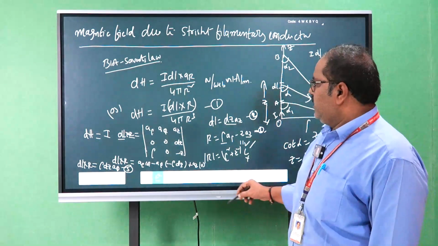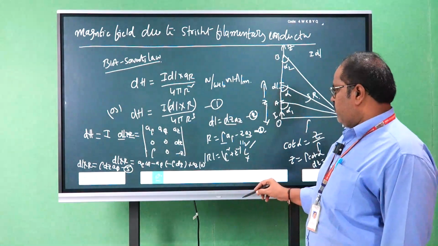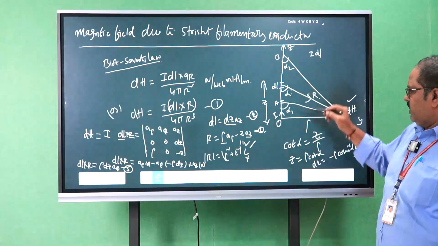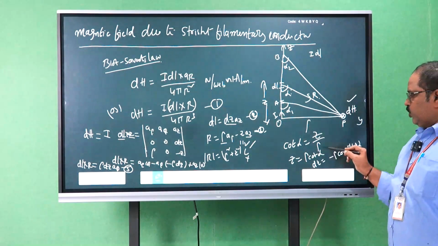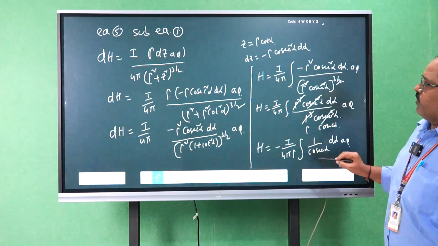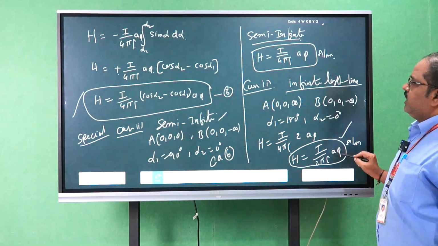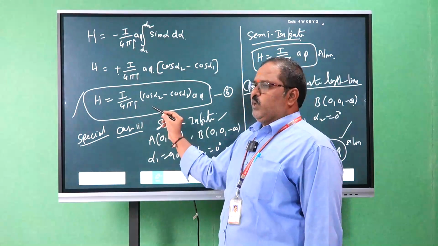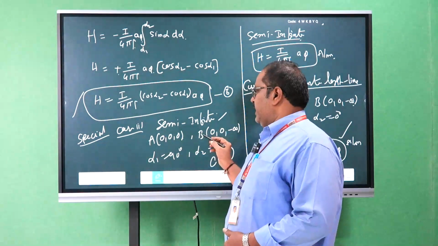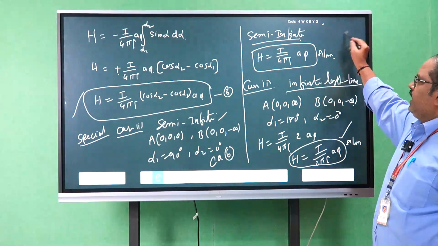The magnitude of R is as given. Therefore, you have to take the curl in dl cross R. This is done by using the subtended angles alpha 1 and alpha 2. Cot alpha is equal to z by rho, so z is equal to rho cot alpha. Substitute this into the equation, with the differential element. Finally, H is equal to I by 4 pi rho (cos alpha 2 minus cos alpha 1) a phi. In a special case, the semi-infinite line, these limits are applied in the equation, and H is equal to I by 4 pi rho a phi ampere per meter.